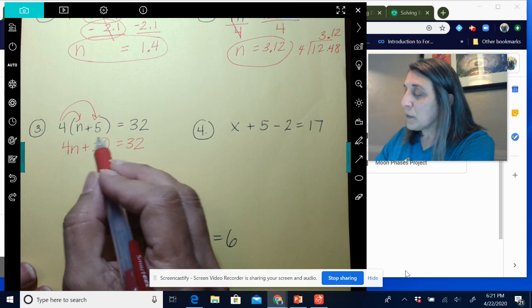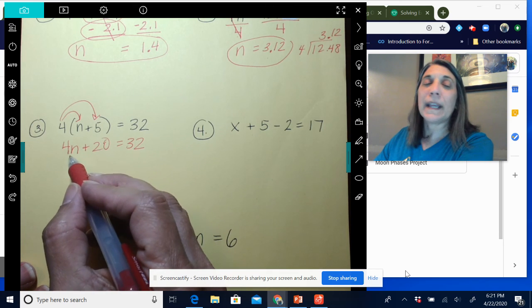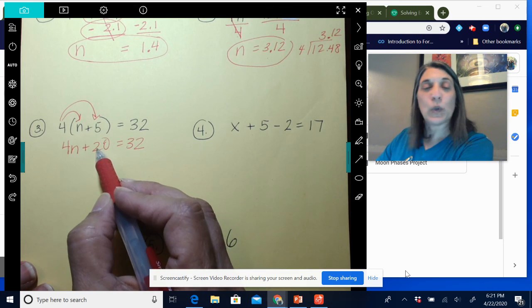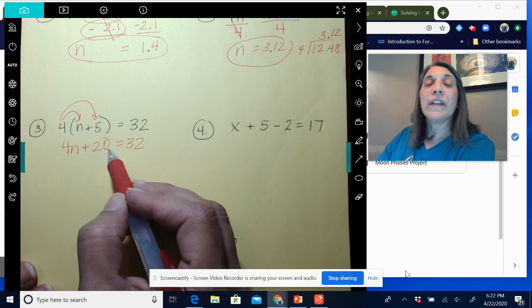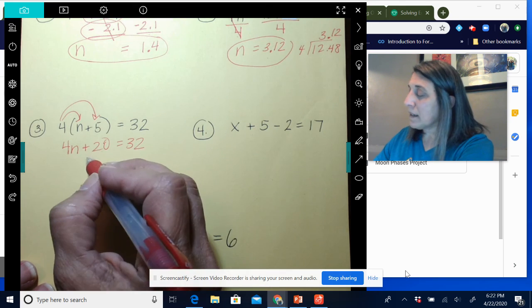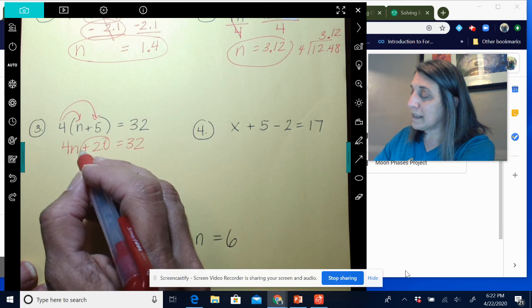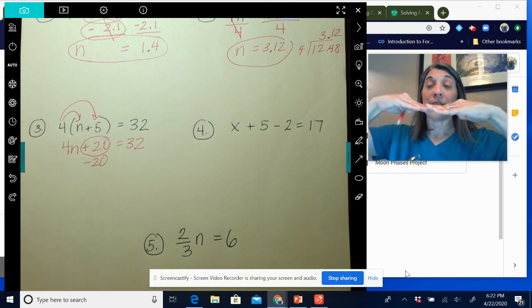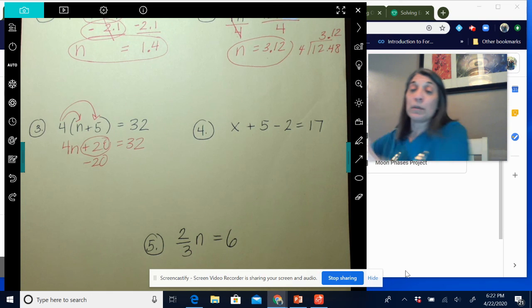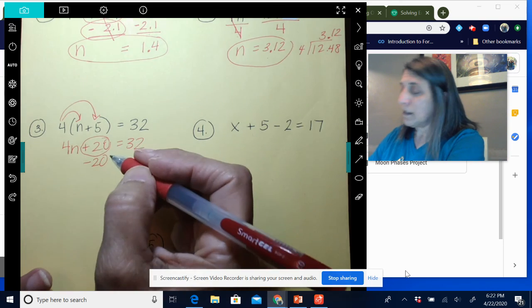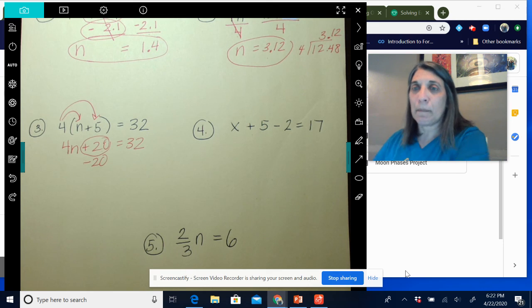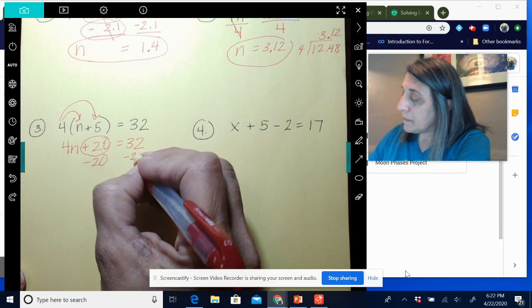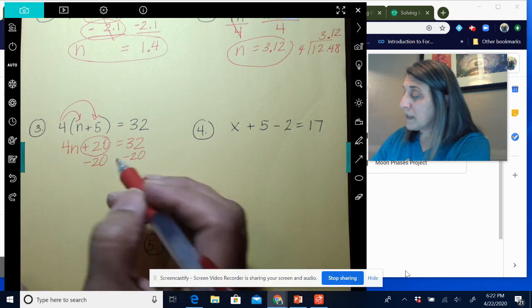So the first thing I want to do, before I mess with doing any division, is move this 20 and get all the numbers on this side. Since I have a positive 20, I'm going to subtract 20 from this side. Imagine this was just my scale balance. I subtracted 20 from both sides to keep it balanced. So I'm going to go ahead and subtract 20 from both sides.